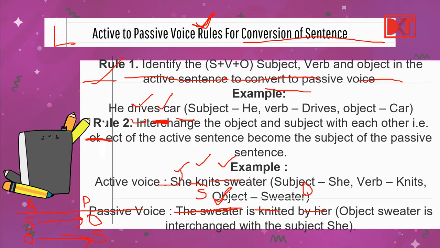एक्टिव वॉइस में हम बता रहे थे शी के बारे में, कि what does she do, what does she knit, she knits a sweater. But यहाँ पे पैसिव वॉइस में हमारा फोकस आ गया स्वेटर पे, कि स्वेटर is knitted by whom, the sweater is knitted by her. तो यहाँ फोकस जिस पे आ गया वो बन गया हमारा सब्जेक्ट, सब्जेक्ट बन गया ऑब्जेक्ट, और ऑब्जेक्ट बन गया सब्जेक्ट. ऑलराइट, this was the second rule.